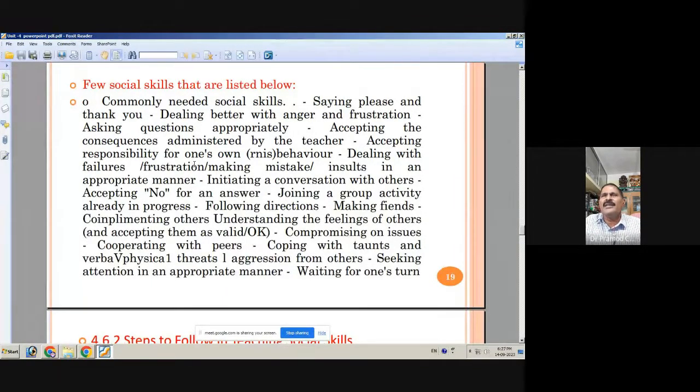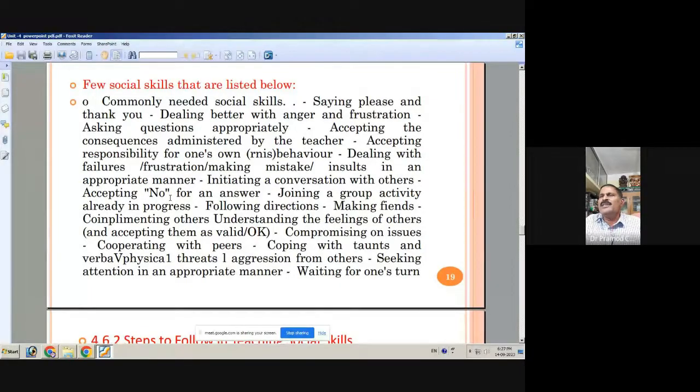Suppose always saying thank you, dealing better with anger and frustration. When you are angry, when you are in frustration, you must deal with it in a better manner. Ask questions which are appropriate. Accept the consequences which the administrator or the teacher has given you. Accepting responsibility for one's own behavior. For your own behavior, whatever responsibility is given to you, you must do it. Dealing with failures, frustration, making mistakes and insult. You must behave properly. You are always doing something. You will get failure, you will have frustration, you will make mistakes, and you will be insulted by some means. So always your behavior should be appropriate.